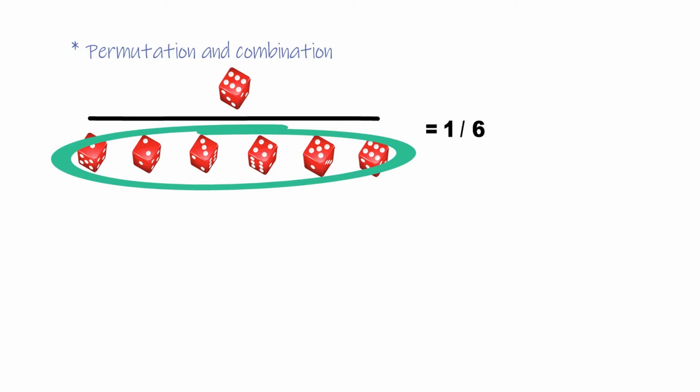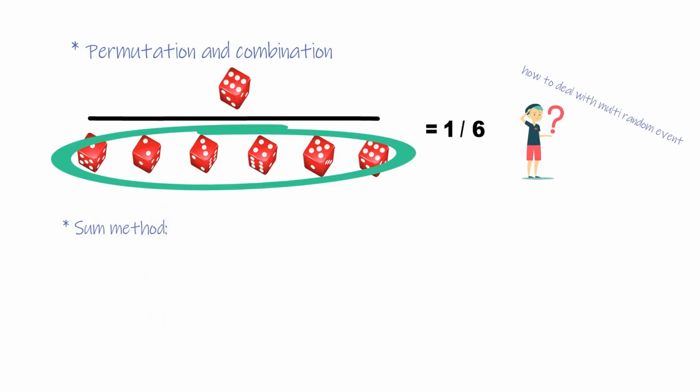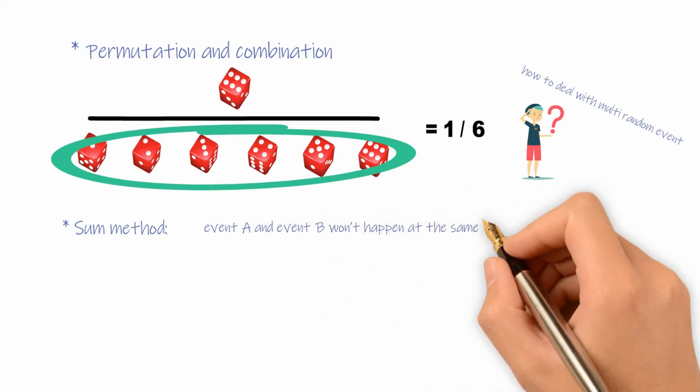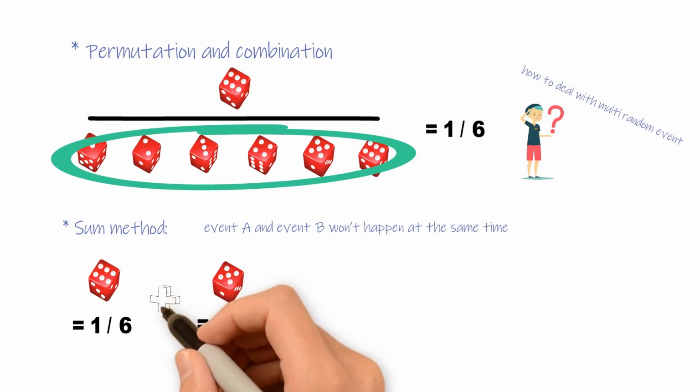We can use permutation and combination to deal with a single random event, but what if there are multiple random events? Sum method. When calculating the chance of A happens or B happens, we can sum each probability together, given event A and event B won't happen at the same time. Use the dice example. What is the probability of getting 6 or 5? Since each event has a 1/6 chance of happening, the chance of getting 6 or 5 is 1/6 plus 1/6.